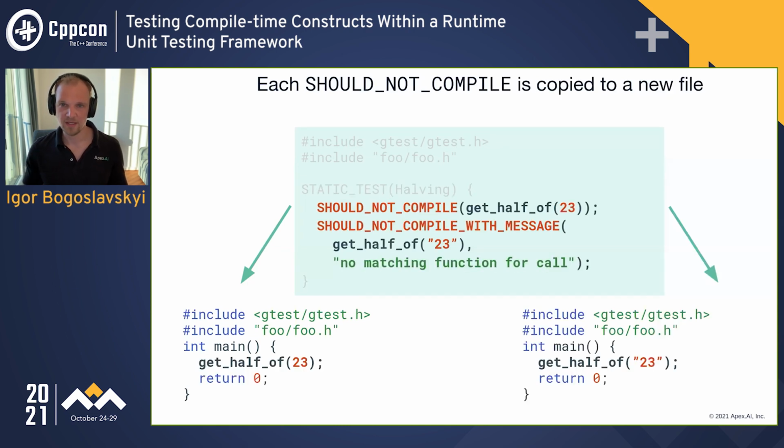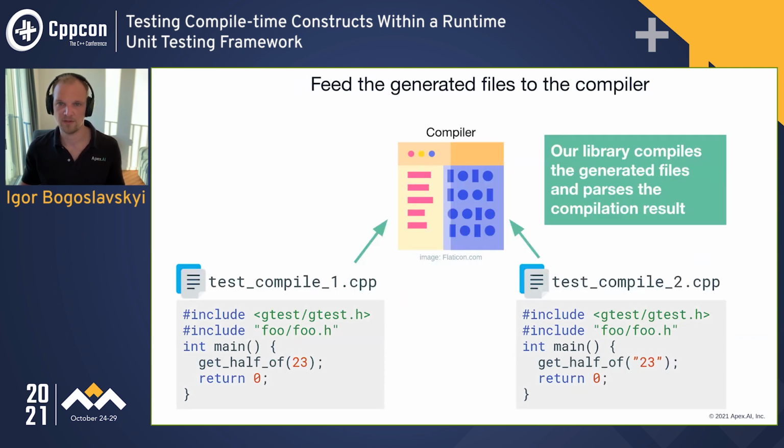And then each of the should not compile style macros generates a separate file. I'm still on the fence about this myself. We could have just put them into one file, but then it's a bit harder to find out what exactly failed and return that back to the user. So we have to split them out into separate files. With that, all the dirty deeds are done. We have the two files, we feed them into the compiler and then interpret the results.